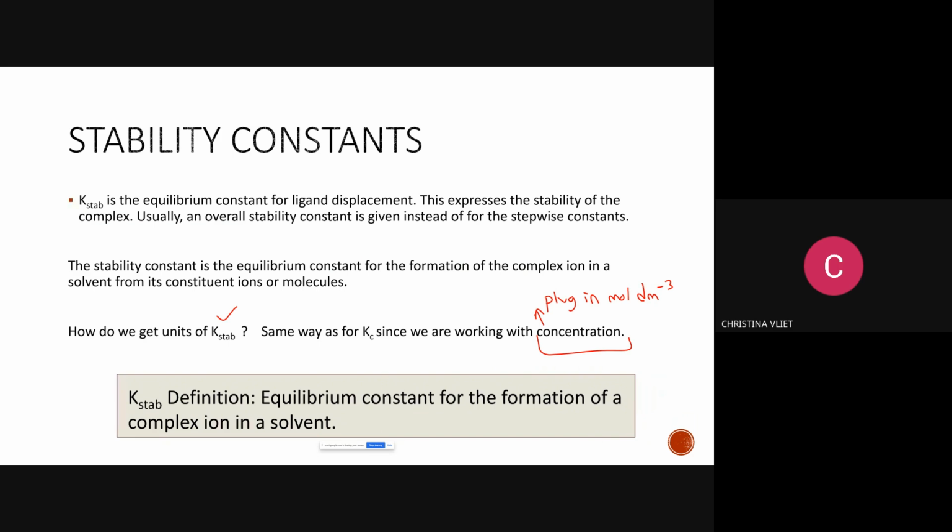Yes. And since K-STAB is the equilibrium constant for ligand displacement, does that mean that if you have a solution in which there's only one complex ion, or one that's not a complex, there's no K-STAB because there's no ligand displacement? Yeah, it's for the reaction. If there's no reaction, there's no K-STAB.